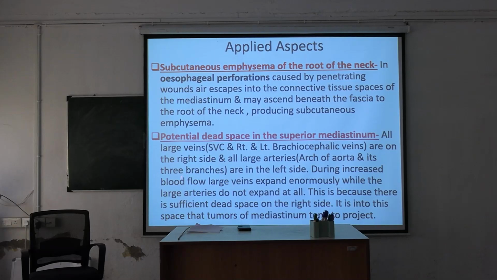Okay, so tumors of the mediastinum tend to project towards the right side because on the right side there are spaces for expansion of these veins. It cannot extend to the left side because large arteries are present and arteries are not that much compressible. Okay, so that's why any tumor in the mediastinum tends to project towards the right side. This comes as an explain-why question. Why does any tumor of the mediastinum tend to project towards the right side?